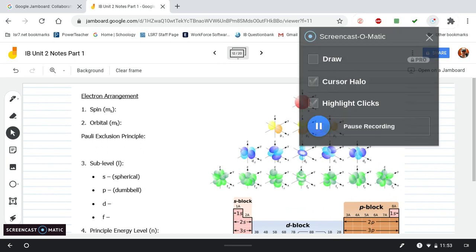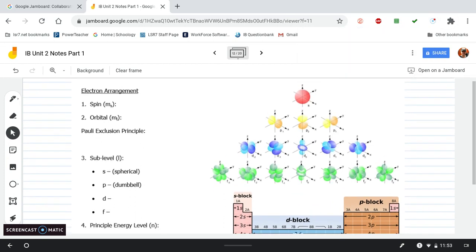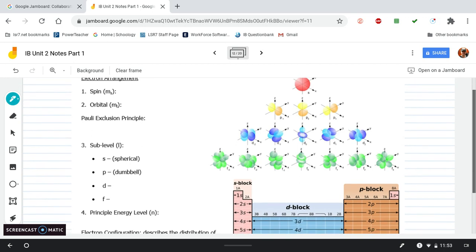So let's do a few small things here. I've got a little bit of time left on this video. So let's look at the electron arrangement. When we talk about electron arrangement, we're talking about where the electrons are around the nucleus. They're going to be in layers. So that's S, P, D, and F block. And we talked about those last year.